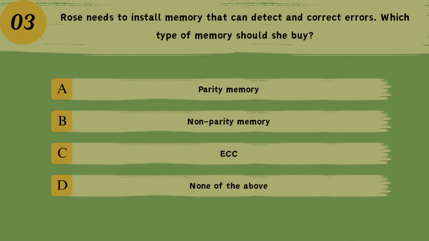Question 3. Rose needs to install memory that can detect and correct errors. Which type of memory should she buy? A. Parity memory. B. Non-parity memory. C. ECC. D. None of the above. Correct answer, C. ECC.